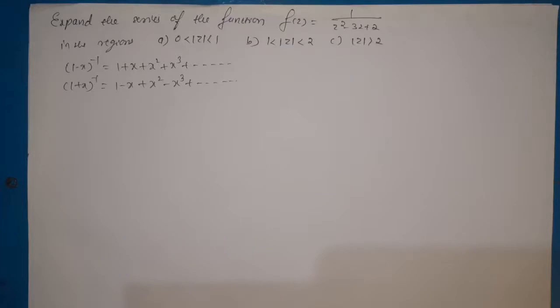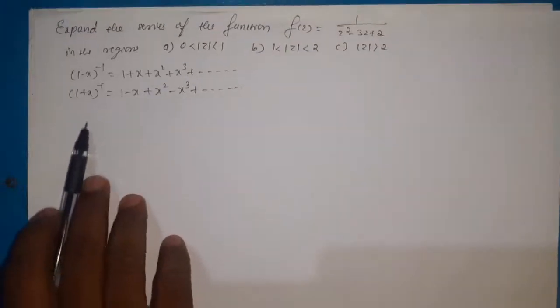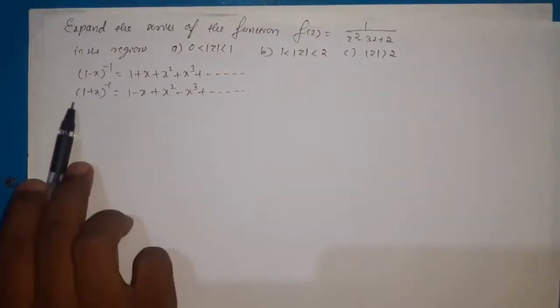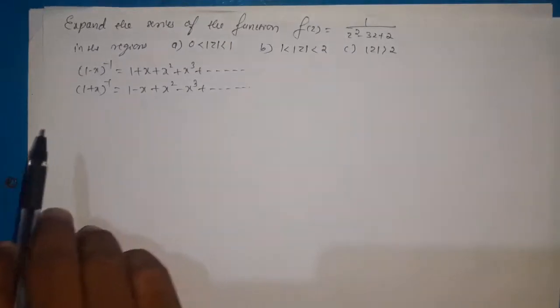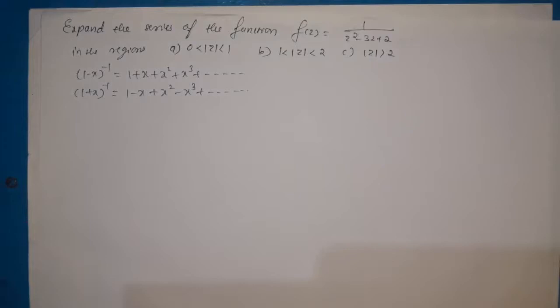To expand the Laurent and Taylor series, the function must be a linear function in z. But here it is a quadratic equation, so we need to reduce that quadratic equation to the linear form, because we are going to expand those two series with respect to the binomial expansions (1 minus x) whole power minus 1 and (1 plus x) whole power minus 1. So the function must be of the form 1 plus z or 1 minus z.